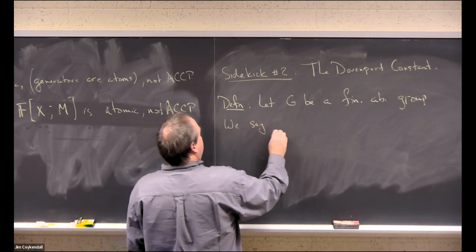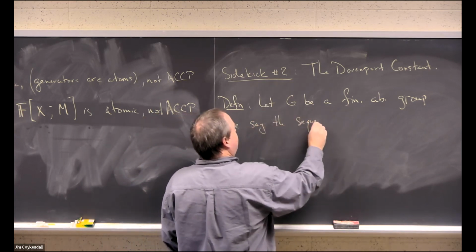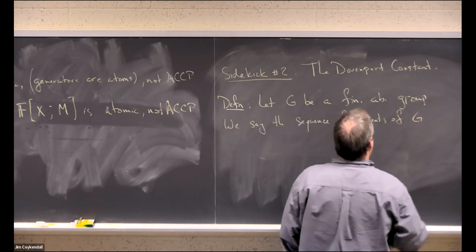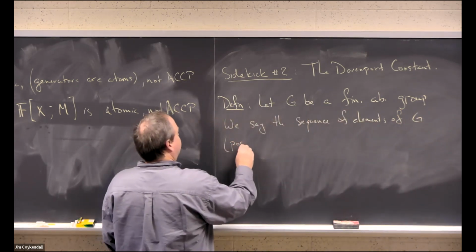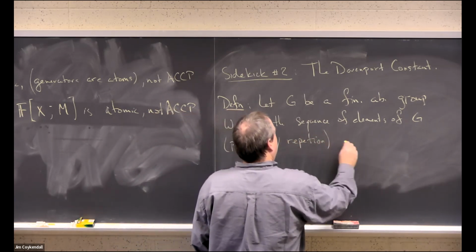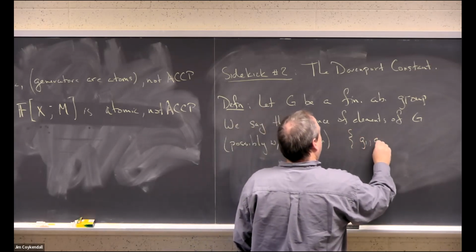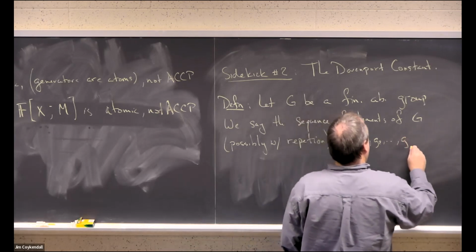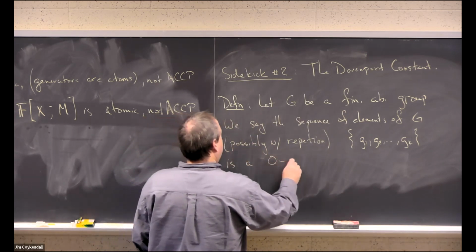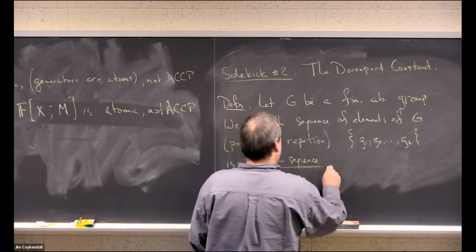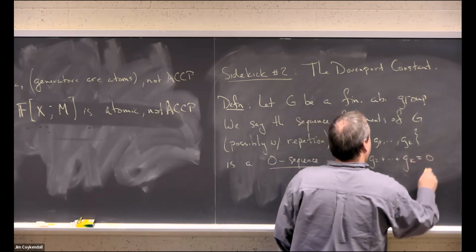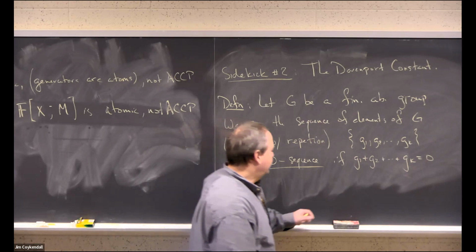We say the sequence of elements of G, possibly with repetition, so g1, g2, up to gk, is a zero sequence if, when you add them up, it's equal to zero. That's what we call a zero sequence.